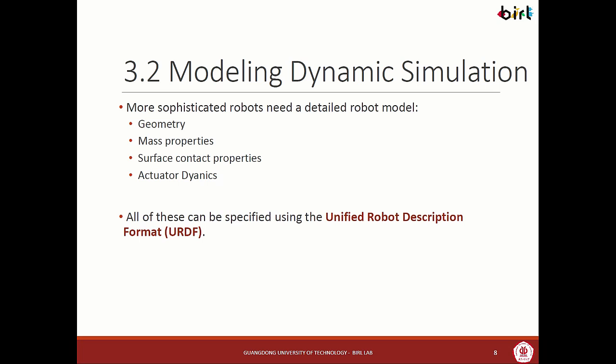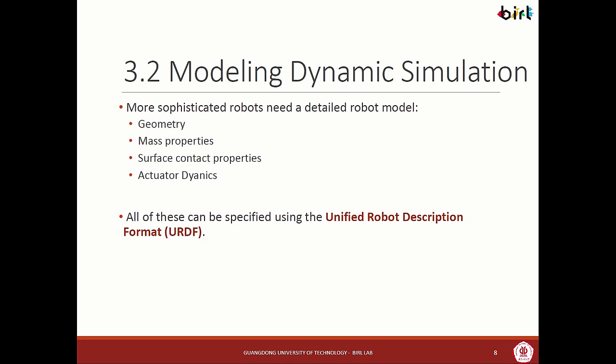More sophisticated robots need a detailed robot model. We need to explain the geometry. And ROS will enable you to model very, very complex robots that have hundreds of parts. This doesn't mean the files are simple. The files can be very complicated as well. But you can model the geometry, you can model the mass properties, very important.